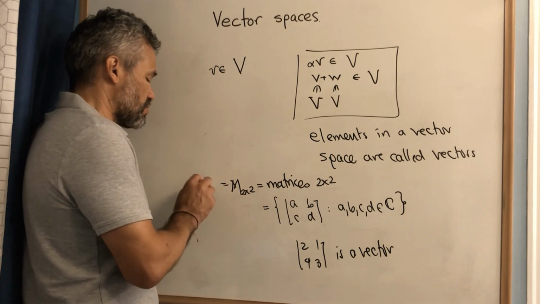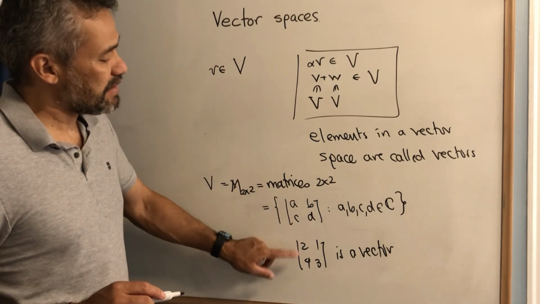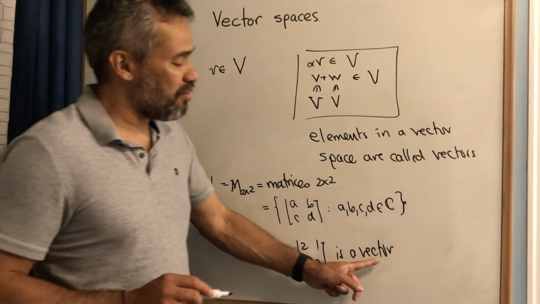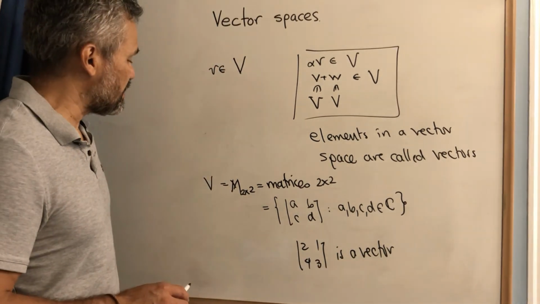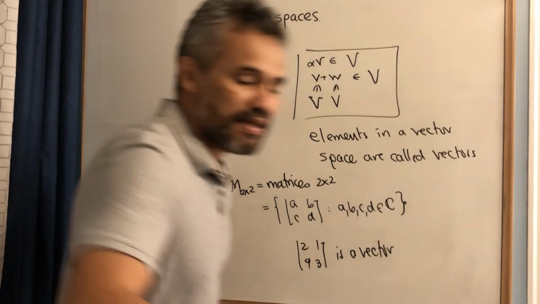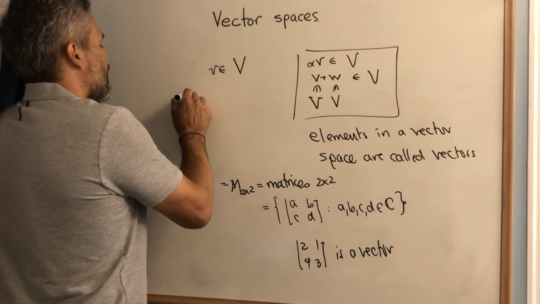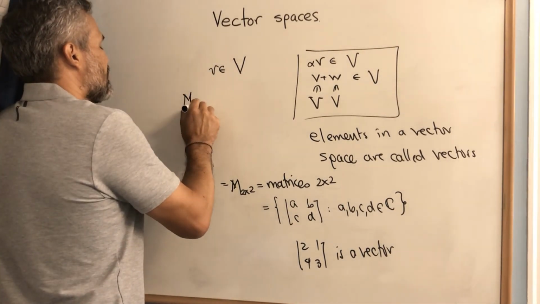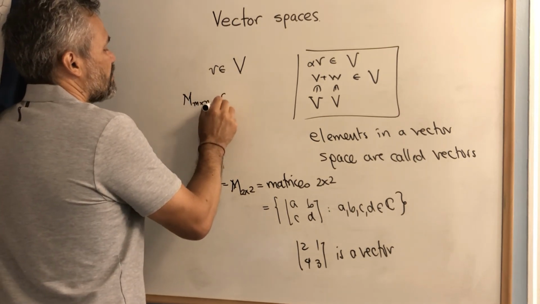Why? Because this set of matrices is a vector space, and elements in that vector space are called vectors. In general, not only matrices 2 by 2 form a vector space, but for any m and n, matrices of dimension m by n form a vector space.